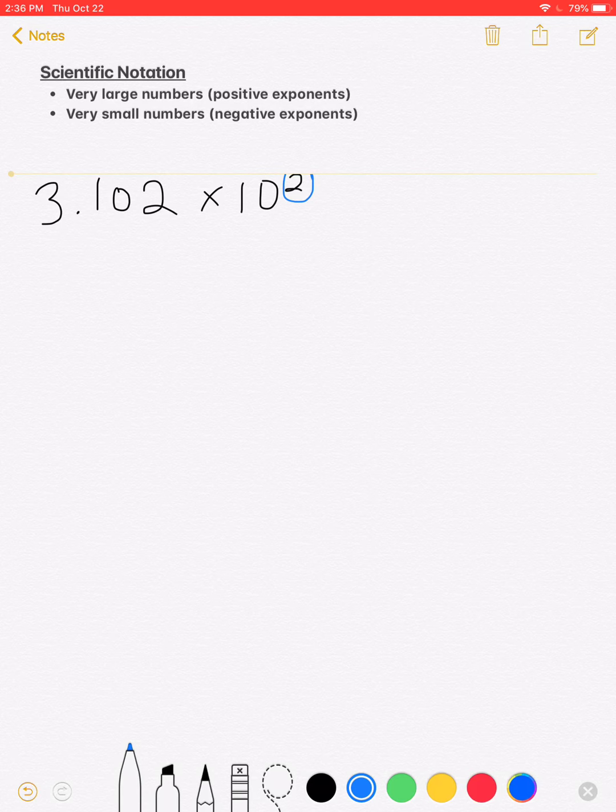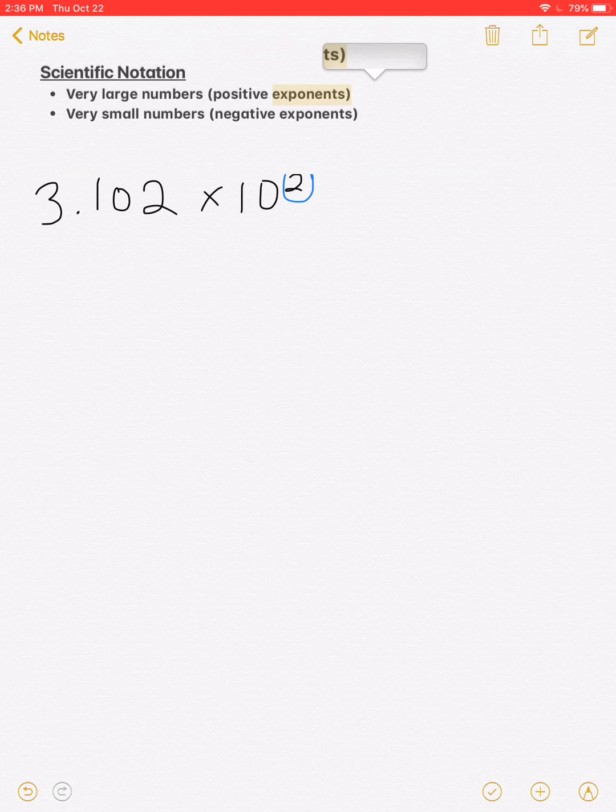So if I look up at my top where it says positive exponents, sorry, I actually didn't know I was going to do that. It's kind of cool. Where it says positive exponents, I know that this number, when it's written in standard form, is going to be a large number, because it has a positive exponent.